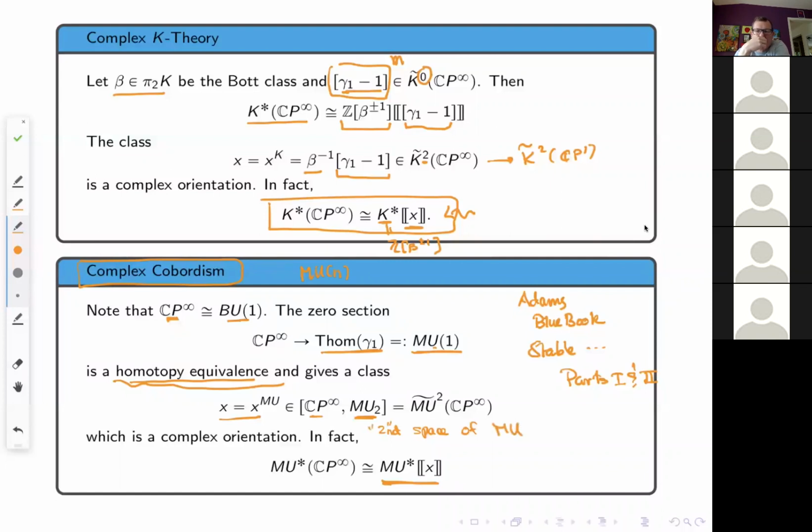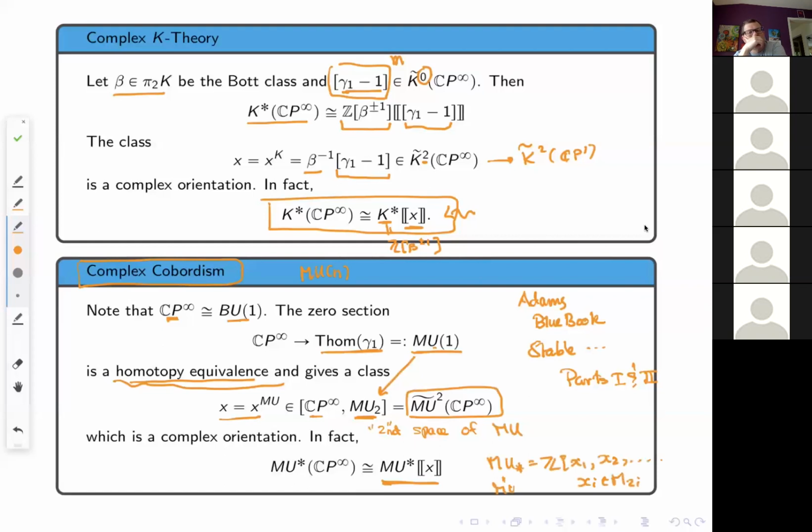MU was built from these MUN, and if you go back to the construction, there's a map from MU1 to MU2. So if you take CP infinity to MU1 and then go into the second space of the spectrum, you get a class. That's exactly what the cohomology was, classified by these maps, so you get a class in MU2 of CP infinity. This turns out to be a complex orientation. And in fact, MU star of CP infinity is going to be MU star of a point. Remember, MU star was Z of X1, X2, and so on, where the Xi are in degree 2i.